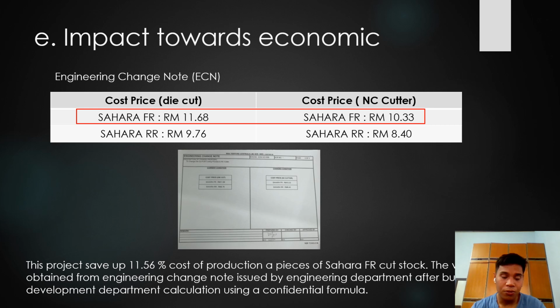So toward economics, these are the ECN. The price has been reduced. The project can save about 11.56 cost of production per piece of cut stock, and we obtain this from the ECN, as we obtain from the calculation from the business development department using a confidential formula.